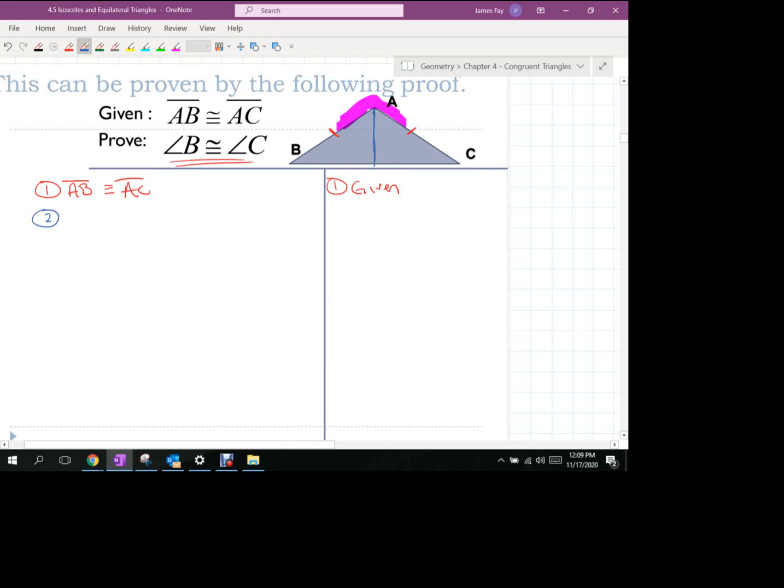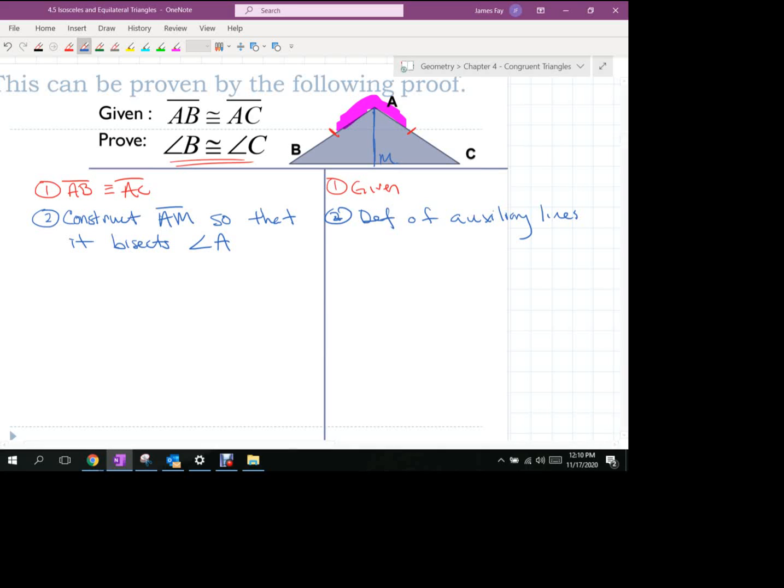So step 2 here, I'm going to state that we are going to construct, let's just call this segment AM. Construct AM so that it bisects angle A. It's basically saying that we know that line exists. We know every angle has a bisector, right? So we add in that segment as a bisector. It's an absolute truth. It has to exist.